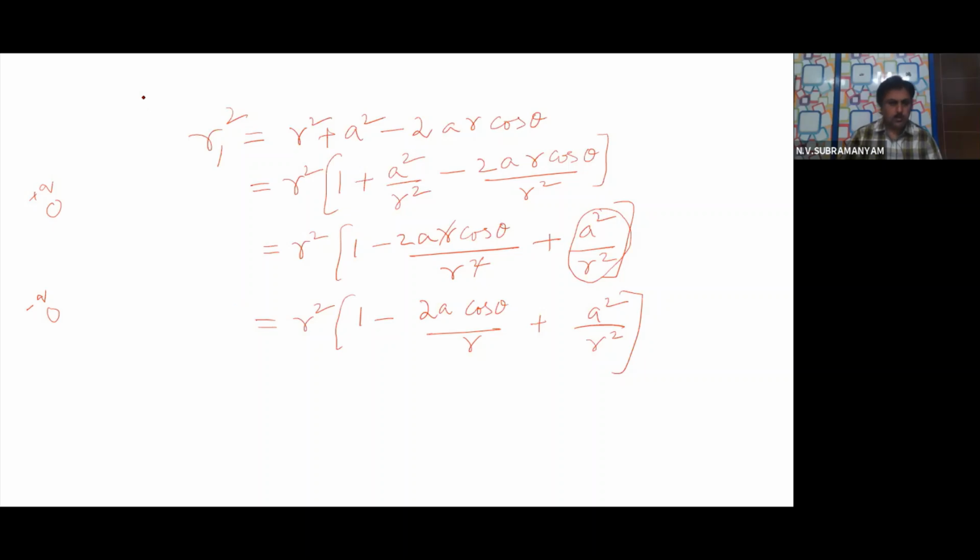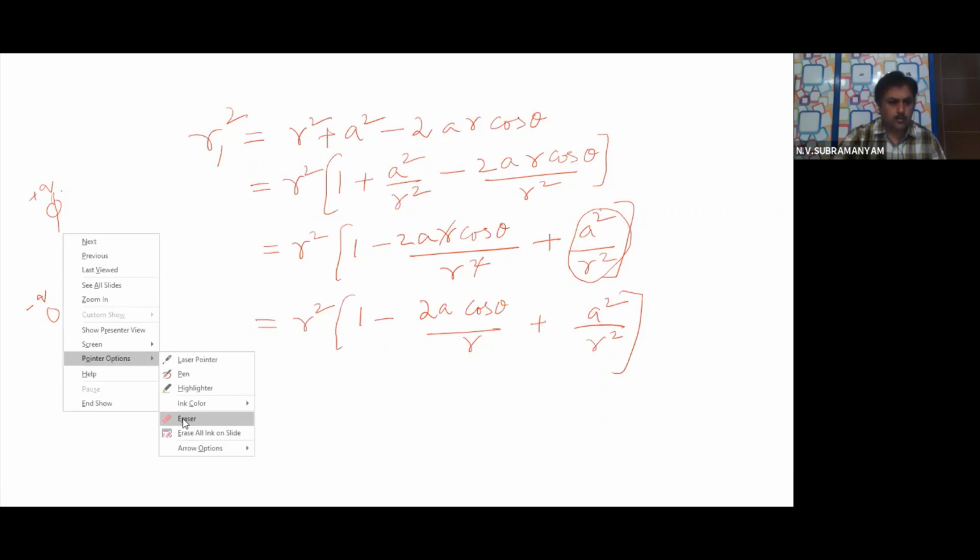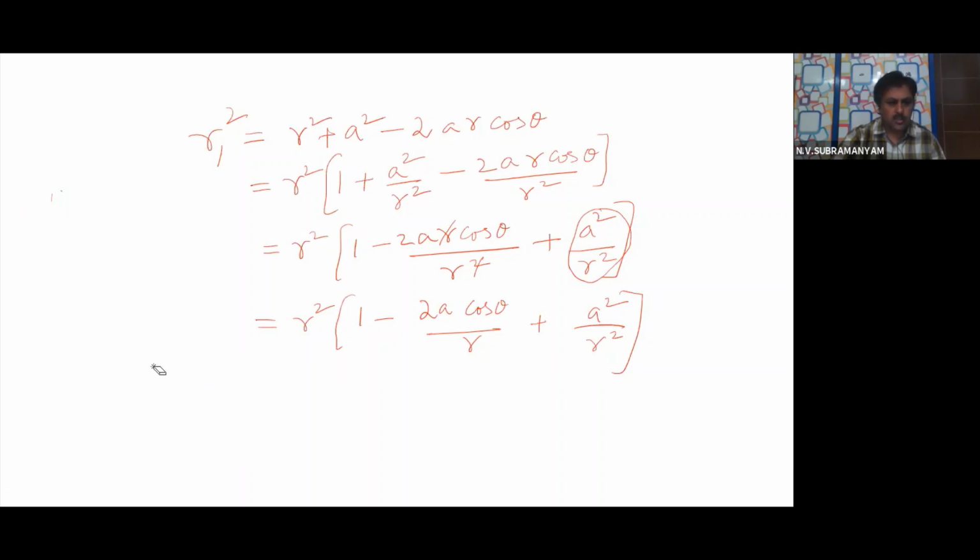Just a minute, children. I want to tell you something, so that is the reason I'm trying to show you something. Plus q, minus q, two charges, and this is the line. This is the point. This is the A value.